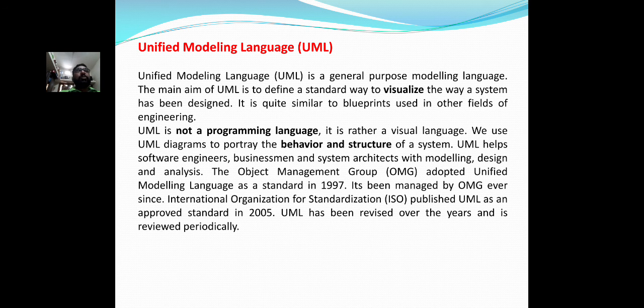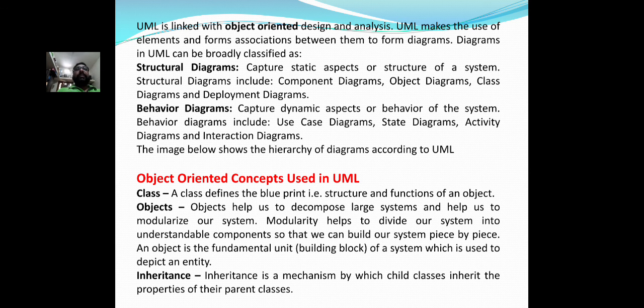The Object Management Group (OMG) adopted Unified Modeling Language as a standard in 1997. It's been managed by OMG ever since. International Organization for Standardization (ISO) published UML as an approved standard in 2005. UML has been revised over the years and is revised periodically. UML is linked with object-oriented design and analysis.